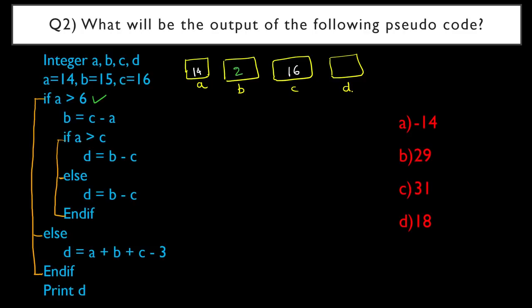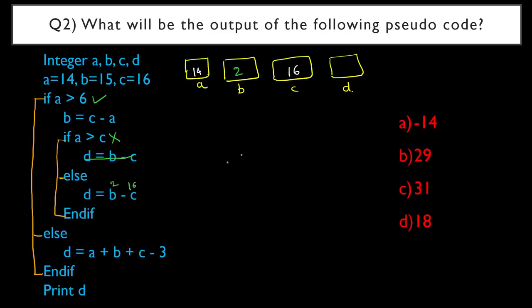Next again you come and check this condition here. If A is greater than C, the value of A is 14, the value of C is 16, A is not greater than C, so this condition becomes false, so this won't be executed, this will be executed. D equal to B minus C. So D equal to B minus C, what will be the value? The value of B is 2, the value of C is 16, so 2 minus 16.